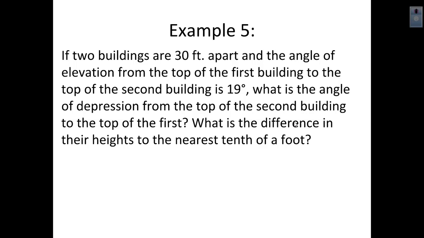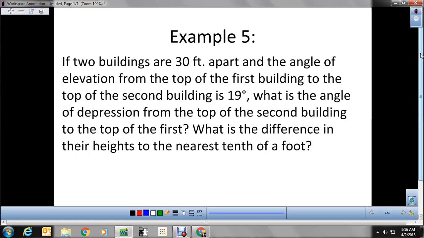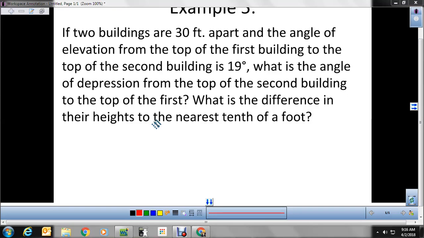All right, so first thing you need to do is make sure that you draw the picture correctly. So I have two buildings that are 30 feet apart. Angle of elevation from the top of the first building to the top of the second building is 19 degrees. So we're going to draw the ground. And now we need to draw our two buildings. Now, the first building is going to be smaller than the second building because the angle of elevation from the top of the first to the top of the second indicates we're looking up at the second.